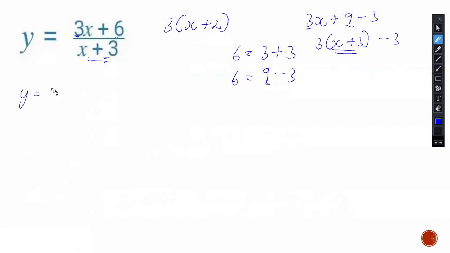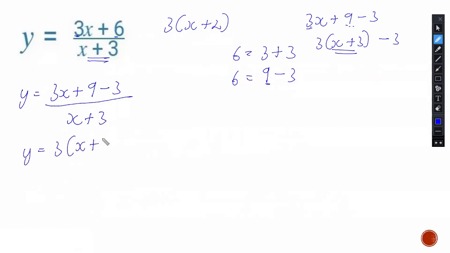We'll say y is equal to 3x plus 9 minus 3, which we haven't changed anything mathematically. 9 minus 3 is still equal to 6. And then over x plus 3. This is y is equal to 3 bracket x plus 3 and then minus 3 over x plus 3.